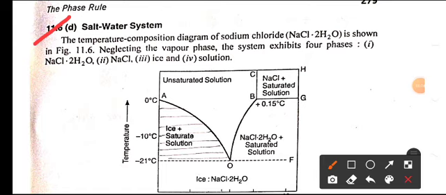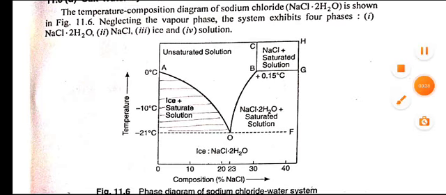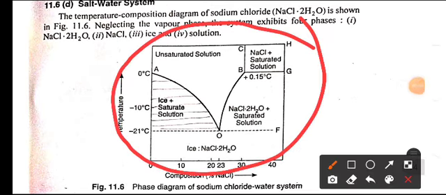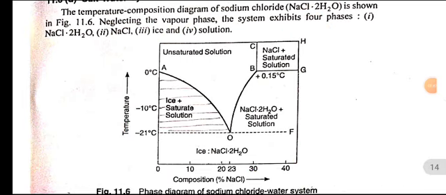Today I want to discuss the salt water system, that is the sodium chloride and water system. To describe the phase diagram of the sodium chloride and water system, we need two components. One is temperature and another one is composition. So the phase diagram of the salt water system is also referred to as the temperature composition diagram of sodium chloride, which is shown here in this diagram.